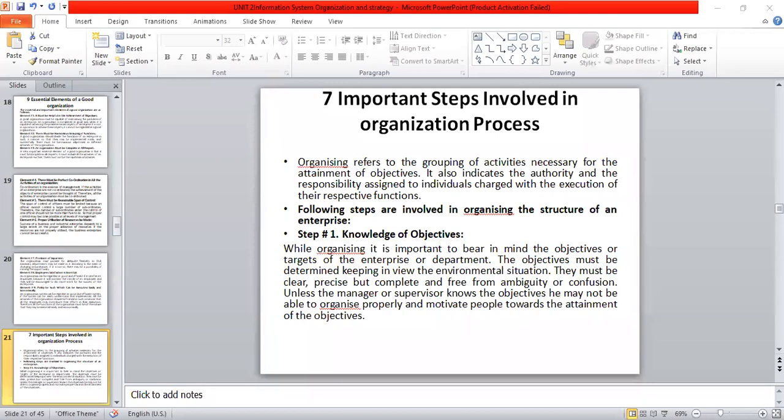Organizational culture and politics. So you should know the organizational culture and politics. Then the type of organization, you should know the type of organization, because each type of organization has some different structure, some different infrastructure.